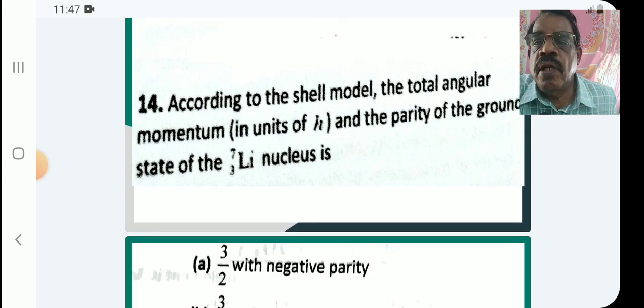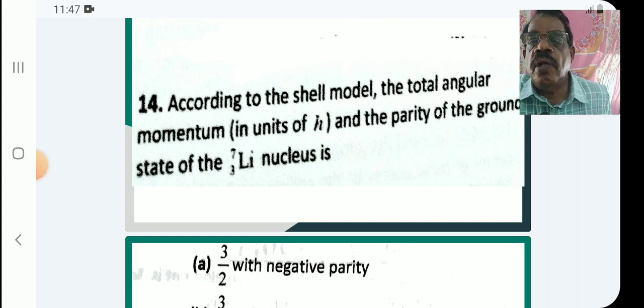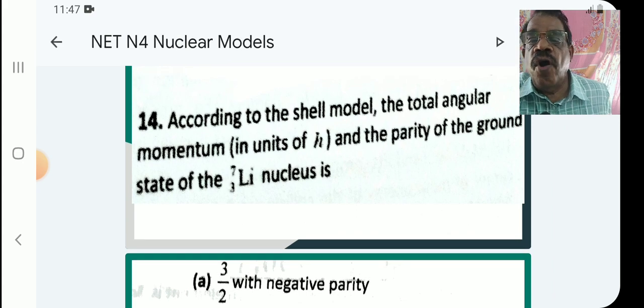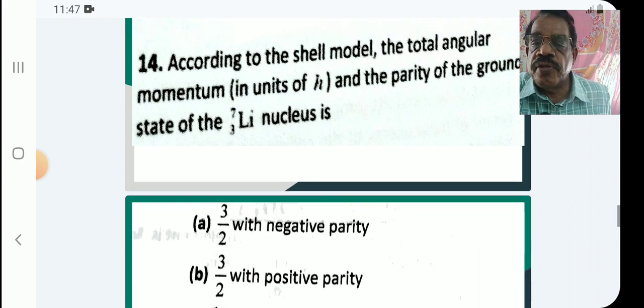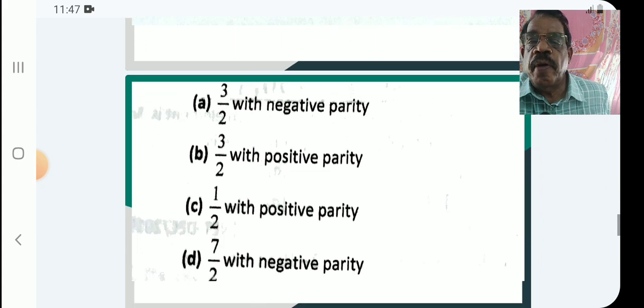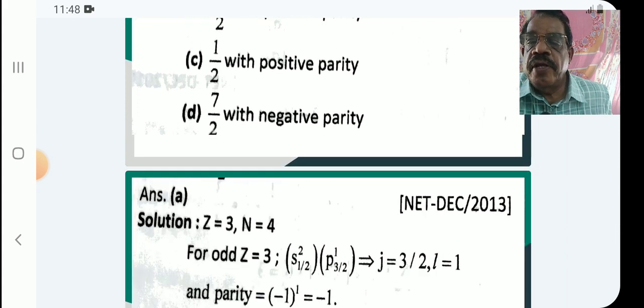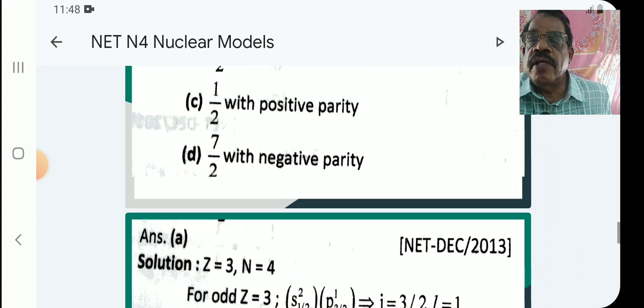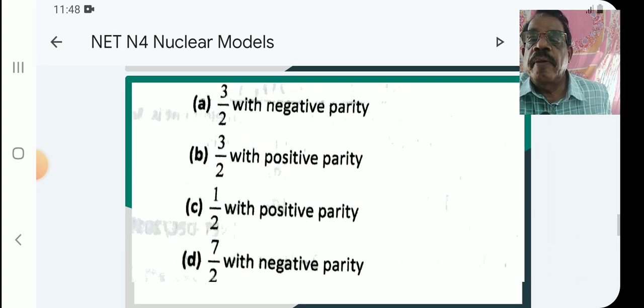Next question, according to the shell model, the total angular momentum in units of h-bar and the parity of the ground state of the 3Li7 nucleus is: 3 by 2 with negative parity, 3 by 2 with positive parity, 1 by 2 with positive parity, 7 by 2 with negative parity. The answer is A. That is 3 by 2 with the negative parity.